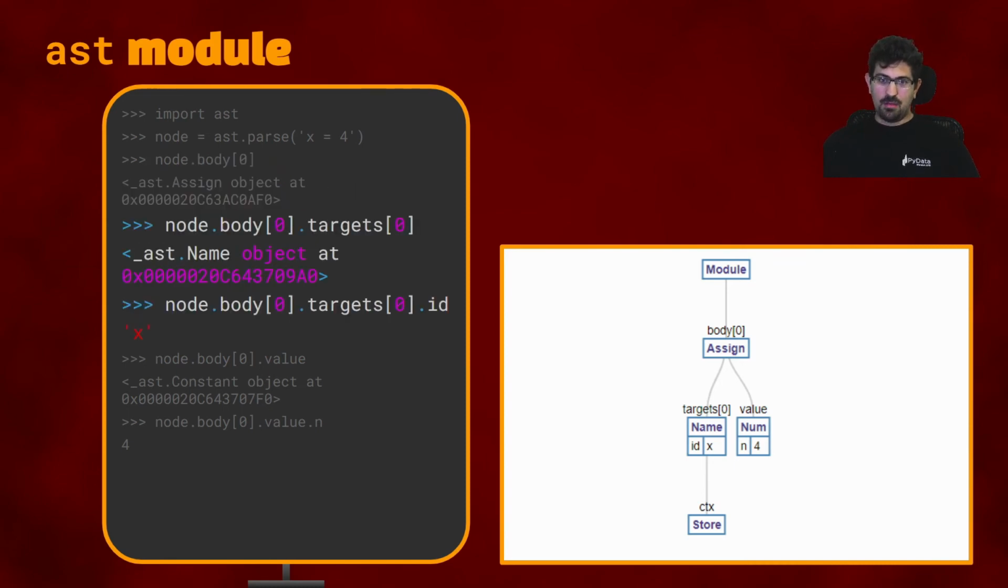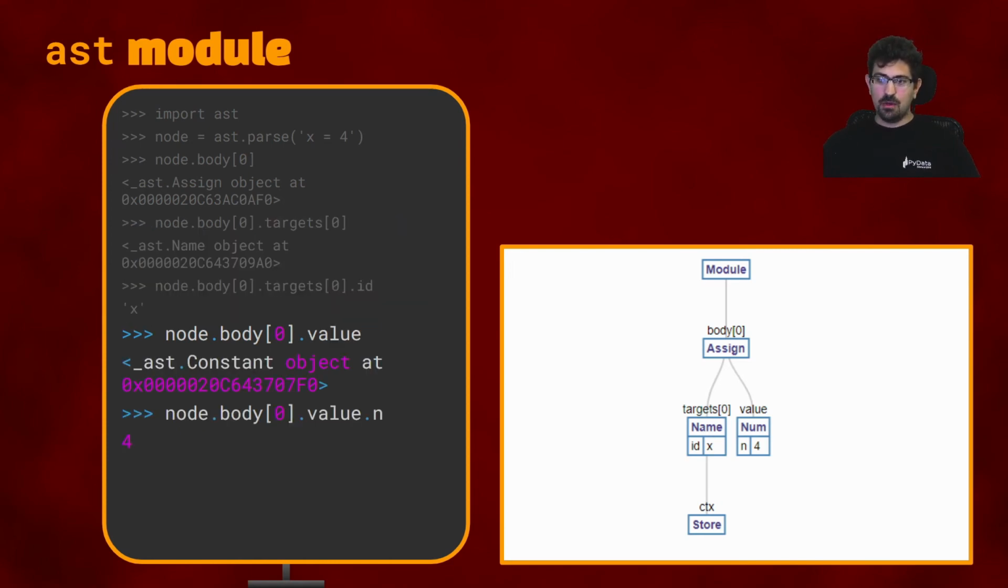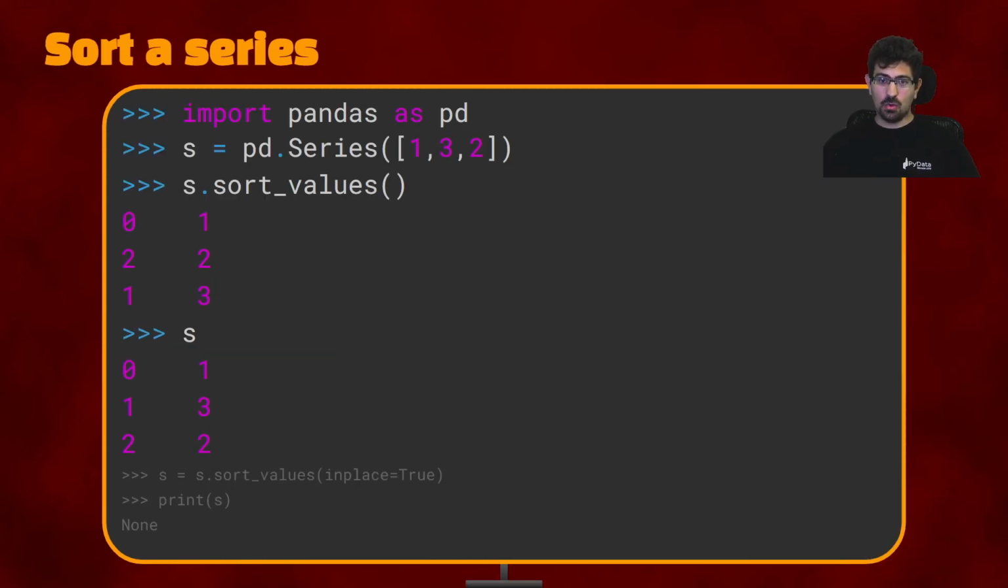Now, if we take the body at location 0, we see the targets. We can see on the right that in the targets we have a Name with the ID x. And if we access targets.id, we get the name x. And if we look at the value, we get almost the same thing, but in value, the value is called n. So value.n equals 4. So now we have a way to see the abstract syntax tree inside the code.